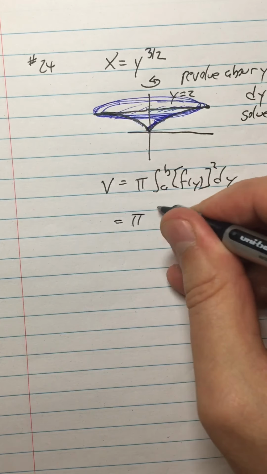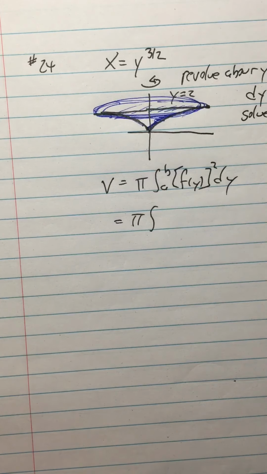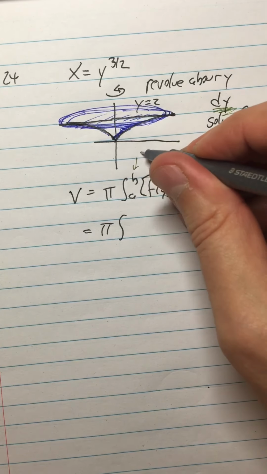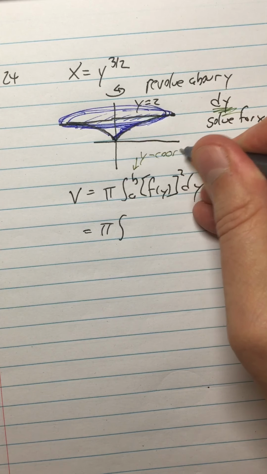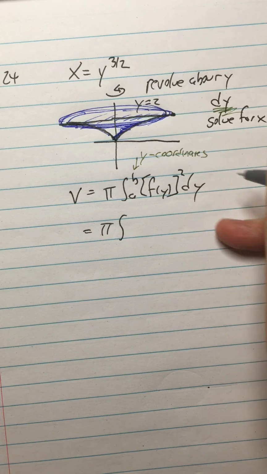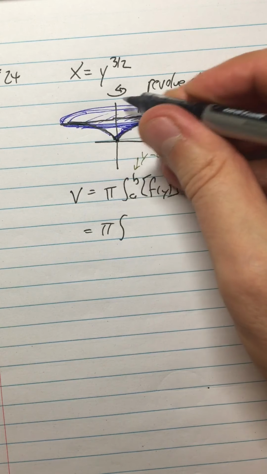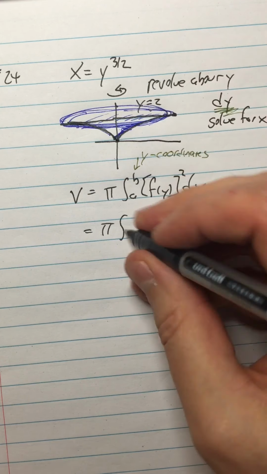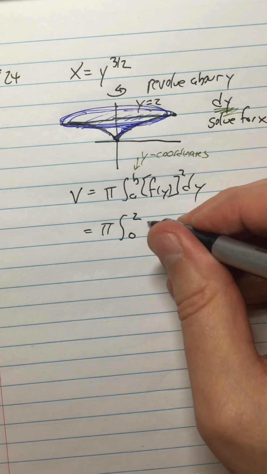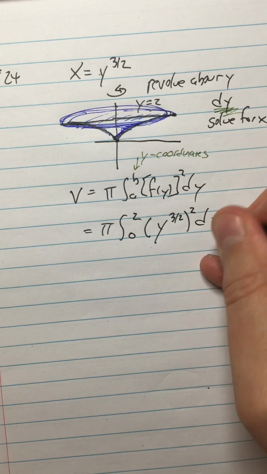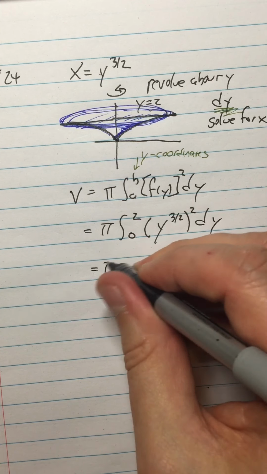So that equals pi times the integral. Okay, important thing to bear in mind is when we're integrating with respect to y, the limits are y coordinates. So I'm going from y equals 0 to y equals 2. And then my function is y to the 3/2, and I got to square that, and it's dy.